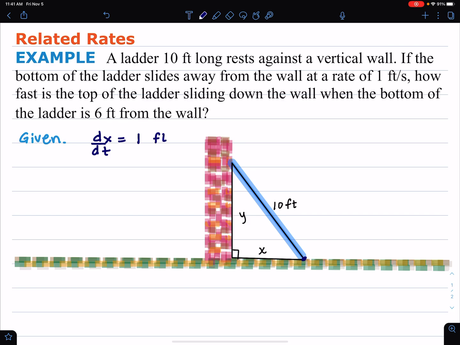Sometimes I feel like doing the units, sometimes not. S is seconds, all right? So 1 foot per second is the rate of change of x. And because x is expanding, x is increasing, we write it as positive 1. If the base of the ladder were moving towards the wall, if x were decreasing, we would put negative 1, but it's increasing. So that's what we're given.